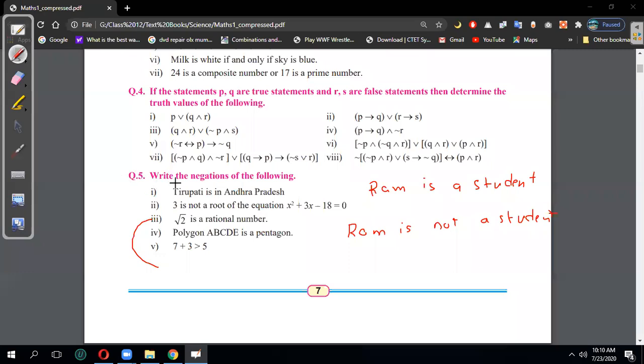So fine, let it change the meaning. It's fine. There will be no problem with that because it says just write the negation of this. It doesn't say without changing the meaning. It's just asking you to write the negation of the following. It's like we are writing the opposite sentence. So root 2 is a rational number. Somebody says root 2 is not a rational number. Got it? Okay, very good.